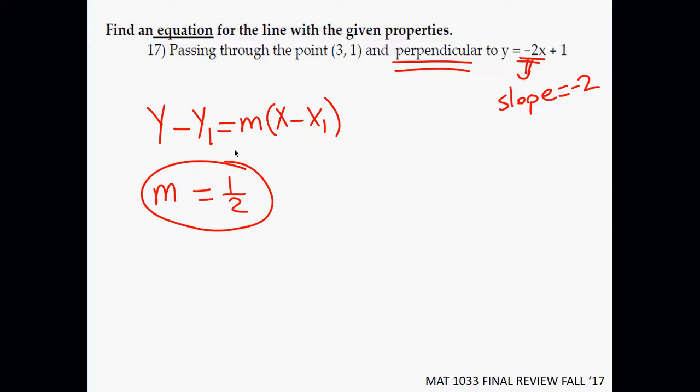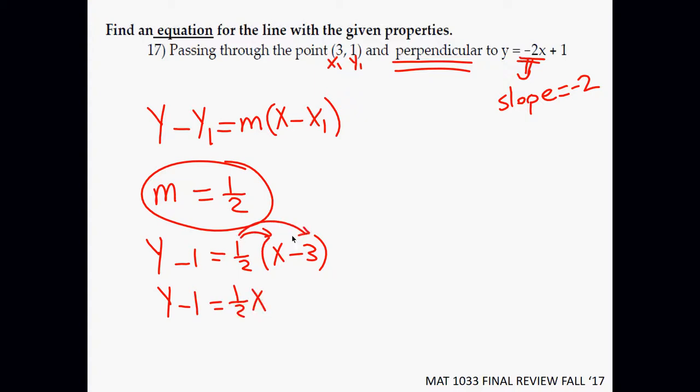Now that's what I need. I have a slope and I have a point. We need to plug it in the formula. This one will be my x1, and this one will be my y1. So you have y minus 1 equals 1/2 times x minus 3. If we expand, the 1/2 has to go to both terms.